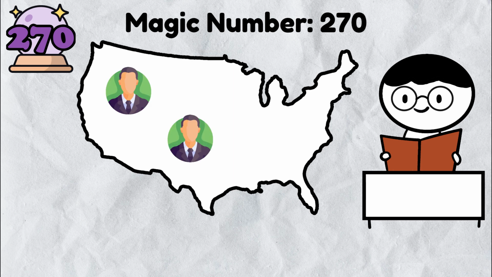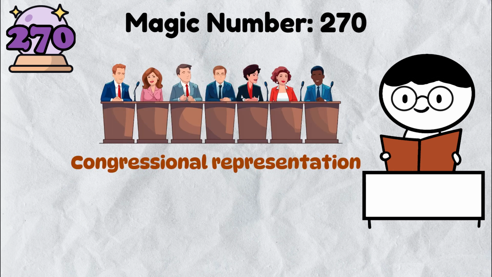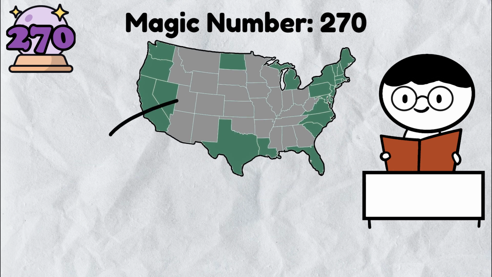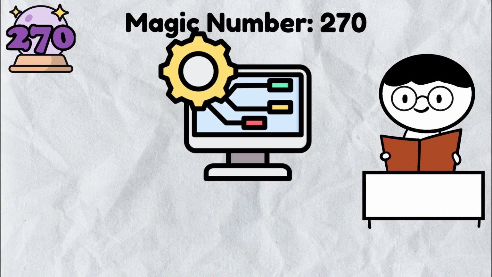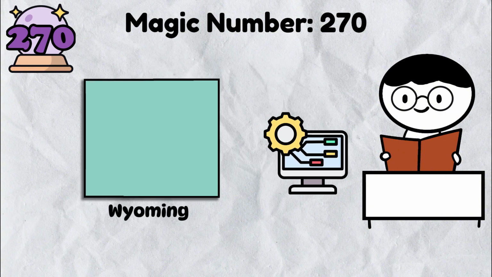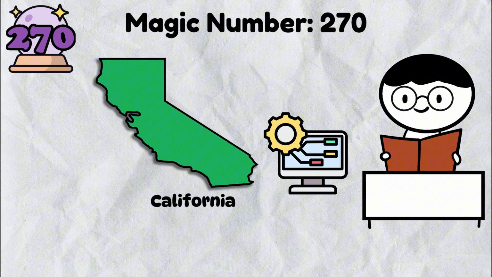The allocation of electors to each state is based on its congressional representation. Each state receives a number of electors equal to its total number of U.S. senators and U.S. representatives in Congress. This system ensures that even the least populous states have a minimum of 3 electoral votes, while more populous states like California wield major influence with 54 electoral votes.